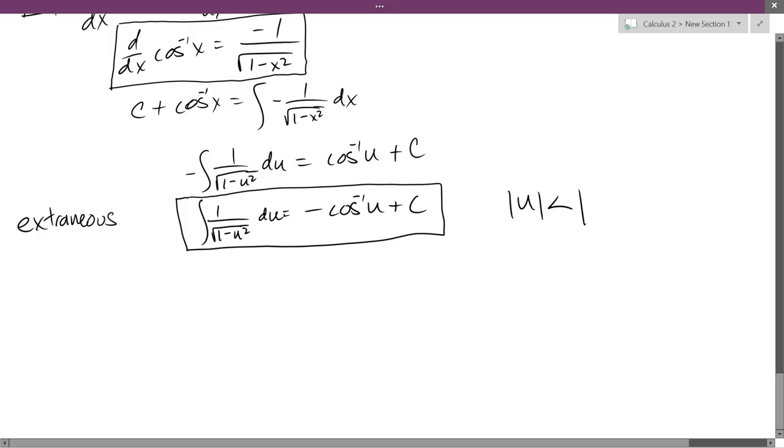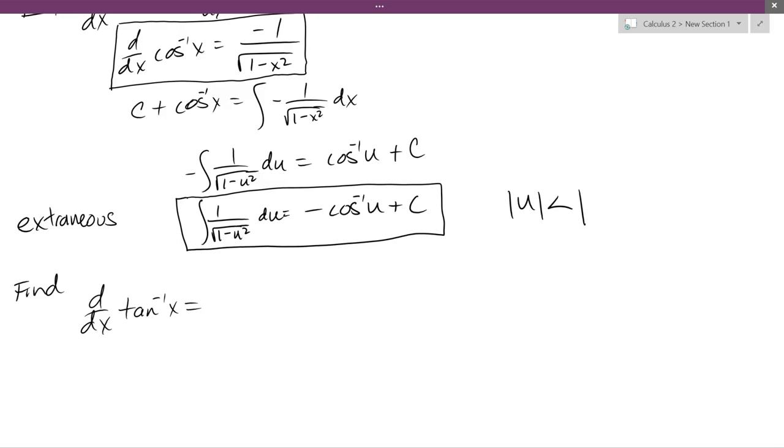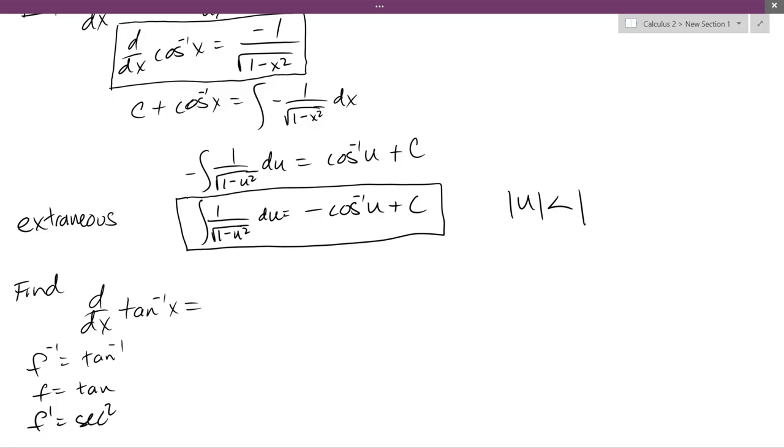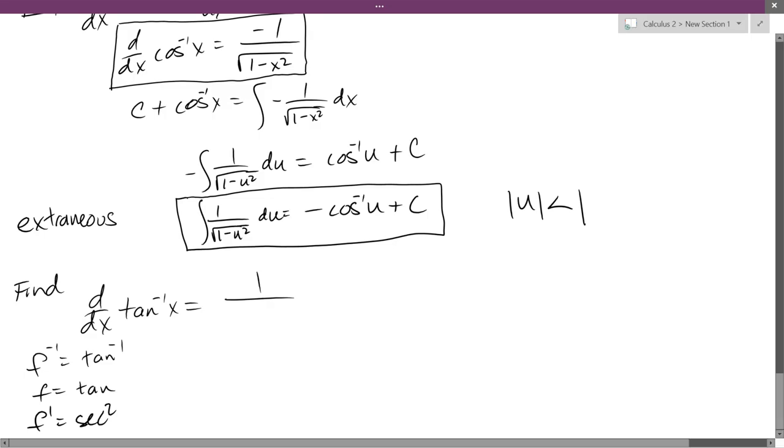All right, tangent inverse time. So f inverse is tangent inverse. Regular f is tangent. F prime, the derivative of tangent, is secant squared. So just writing the inverse, which is tan inverse, the regular function, which is tangent, and then f prime, which is secant squared. So now we're going to line this up. 1 over f prime of f inverse of x is 1 over f prime, secant squared, of tan inverse x.